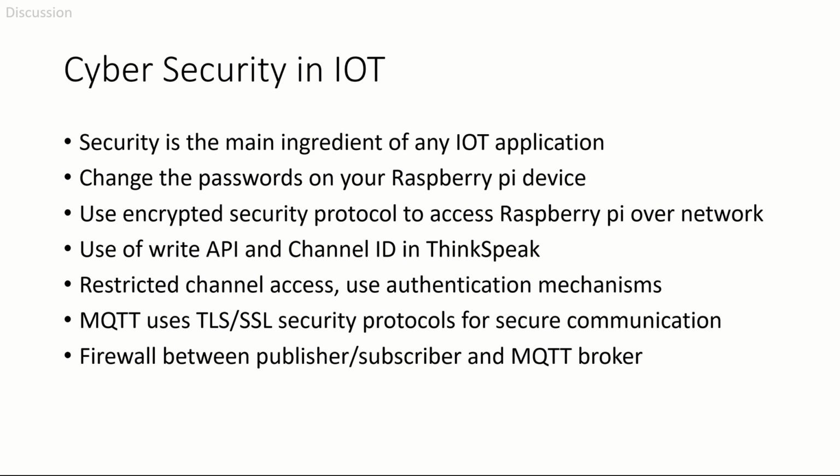And when it comes to ThingSpeak, it uses standard security protocols, and also it has authentication mechanisms like the write API key and channel ID. And MQTT uses TLS and SSL security protocols for secure communication. And if you are working on some commercial project or even some hobby project, it is highly recommended that you use a firewall between publisher, subscriber, and MQTT broker to have better cybersecurity in your IoT system.